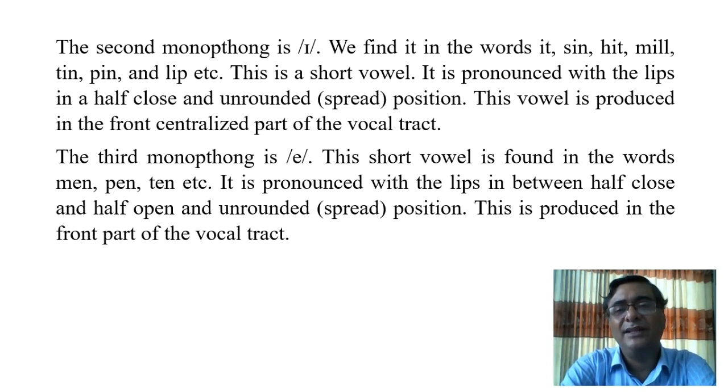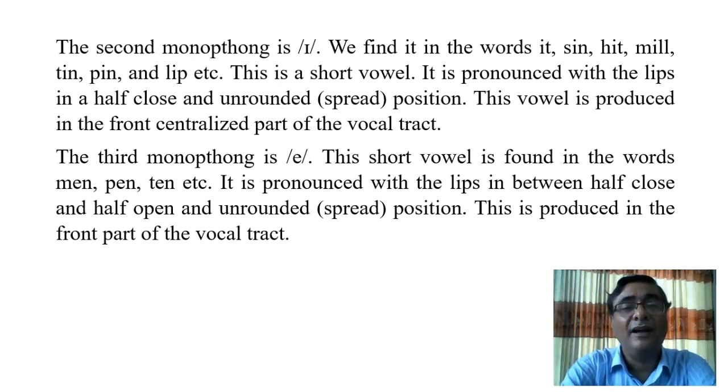It is pronounced with the lips in between half closed and half open. So what about the position of lips? It's neither half closed nor half open. It's in between half closed and half open. And unrounded, spread. So unrounded or rounded, you can easily guess it. It's obviously the lips are unrounded. It's a spread position. And this is produced in the front part of the vocal tract, in the upper part of the vocal tract.